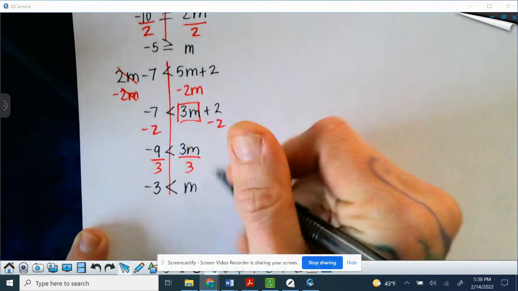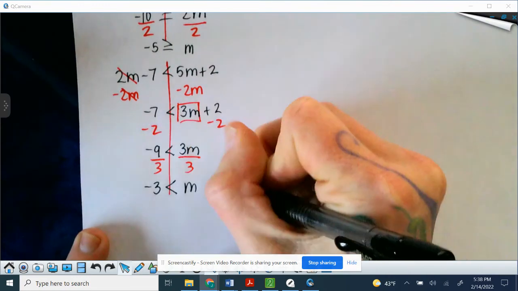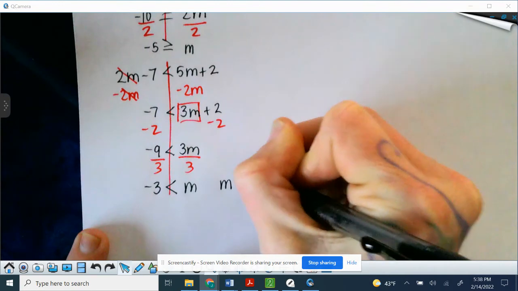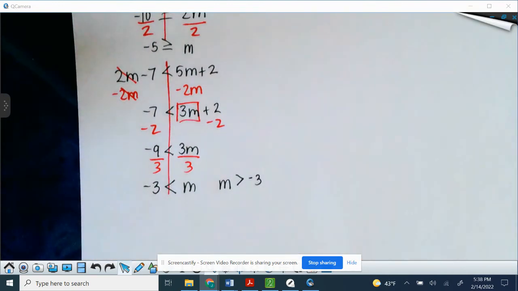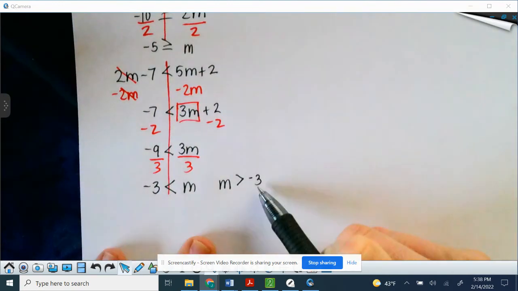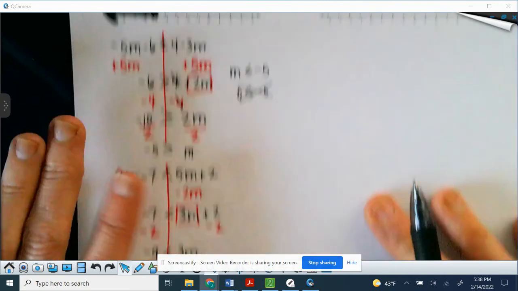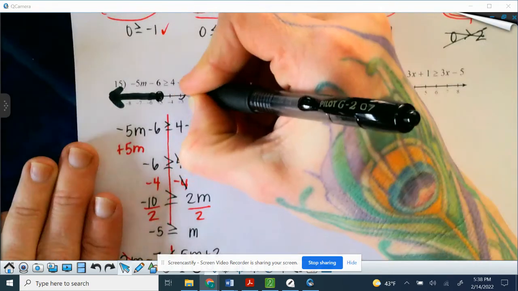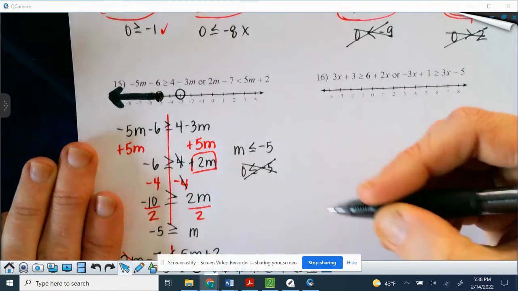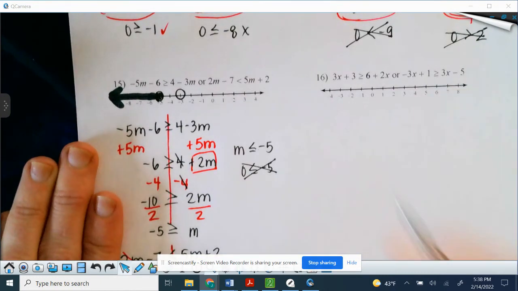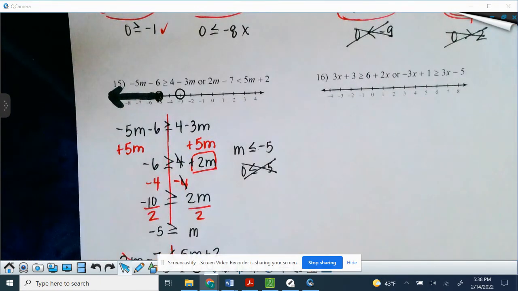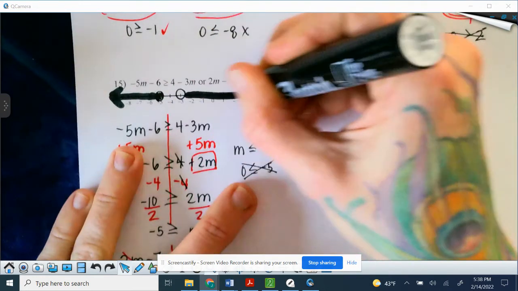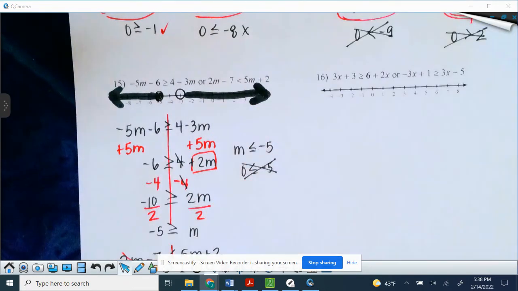And if you did it the other way around, it should be m is greater than negative 3, like if you'd moved your variable to the left side first. So I know it's going to be an open circle at negative 3, so I'm going to go back up here. Open circle at negative 3. Is 0 indeed greater than negative 3? It is, so I'm going to shade towards 0, or towards the right.